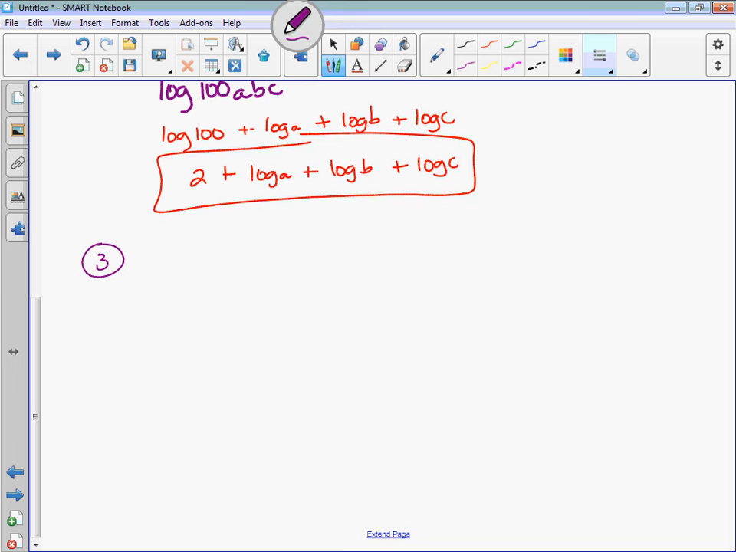All right, third one, we are going to condense now. So I will give you log base 2 of A plus log base 2 of B plus log base 3 of X plus log base 3 of Y.